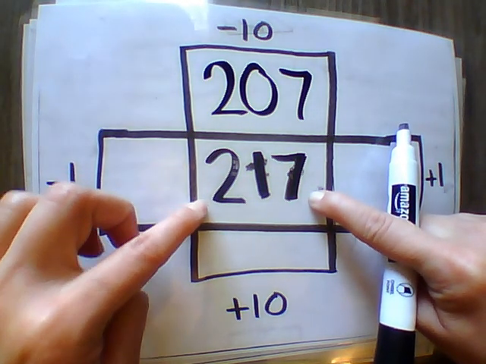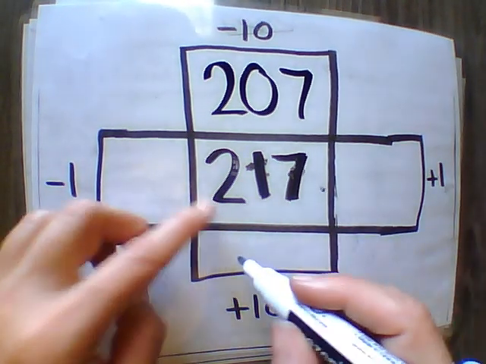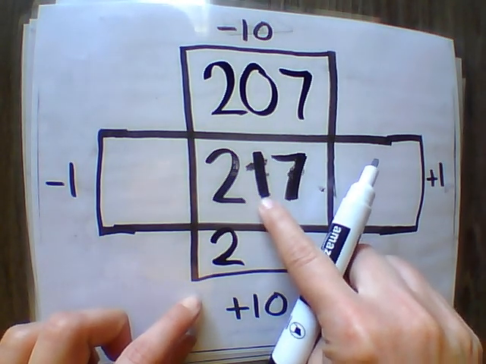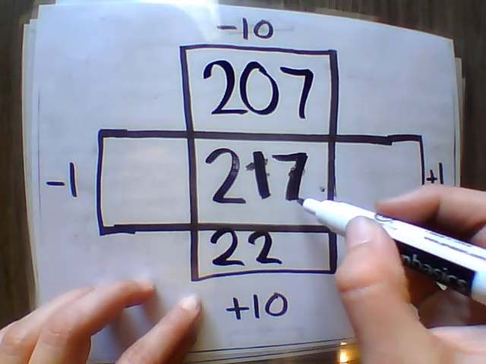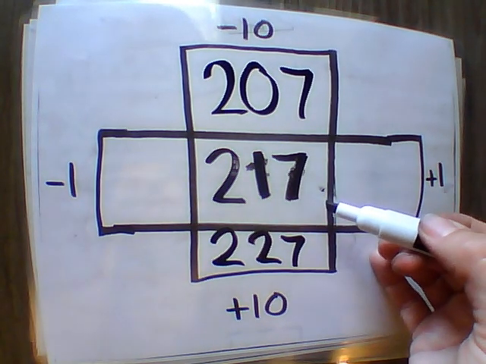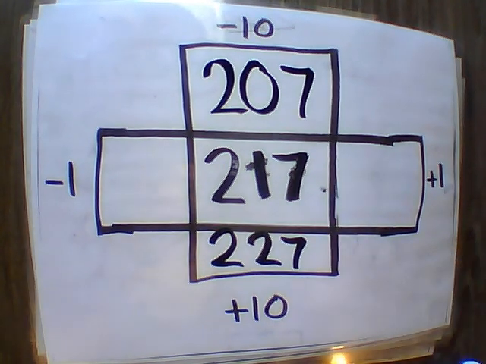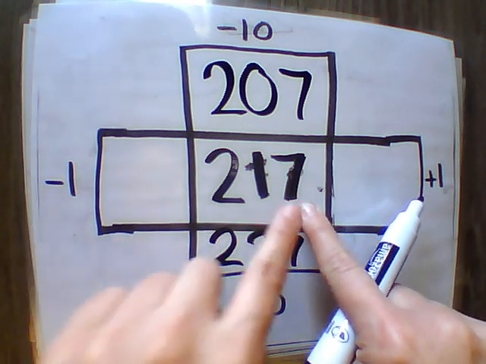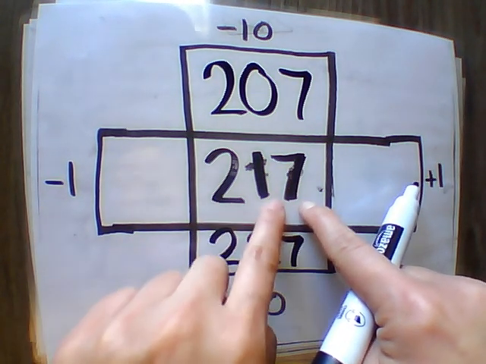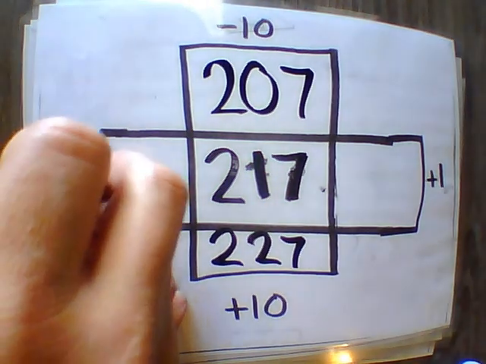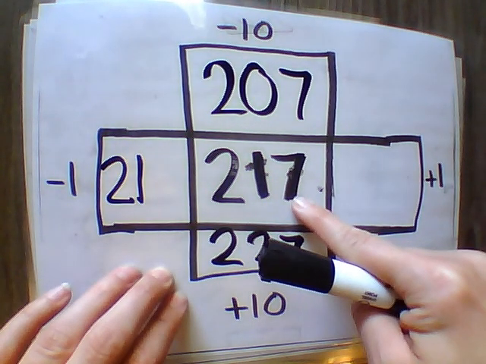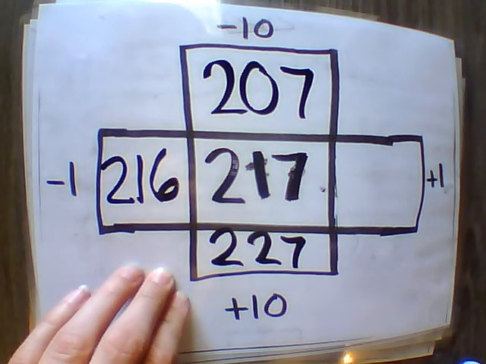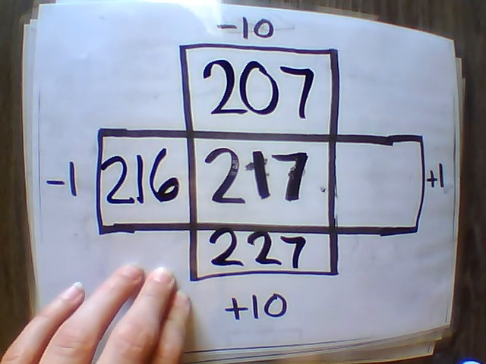Now 217 plus 10. The hundreds stay the same. 1 10 plus one more 10 equals 2 10s, and the 1s stay the same. So 217 plus 10 equals 227. We have 217, and now we're going to minus 1, so we're focusing on the 1 spot. The 10s and the hundreds will stay the same. So 7 minus 1 equals 6. So 217 minus 1 equals 216.